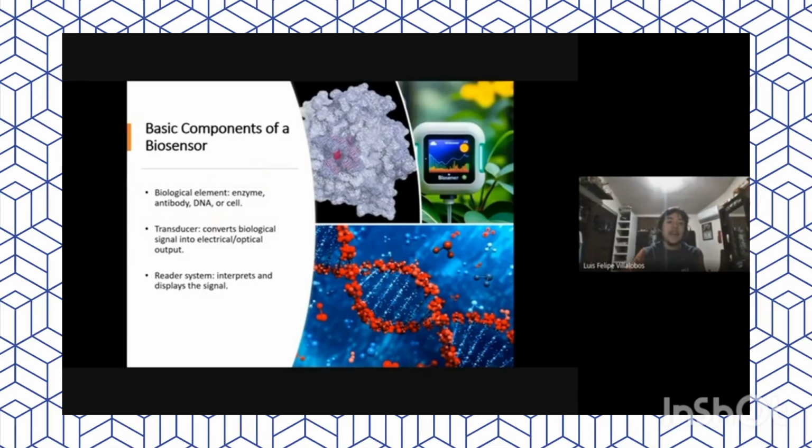Now, we have the basic components of a biosensor because, of course, every biosensor has different kinds of components, but in this case, we have three. The first one is the biological element, for example enzymes, antibodies, DNA, or cells. The next one is a transducer, which converts the biological interactions into electric or optical signals. And the last one is a read system, which interprets and displays the signal.